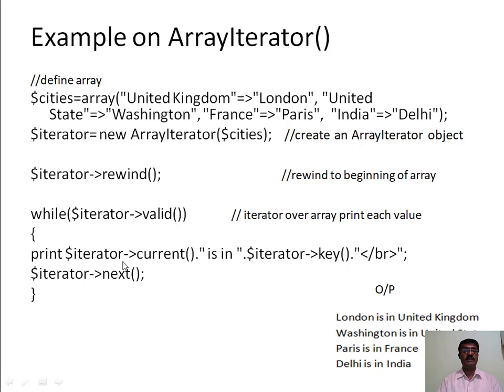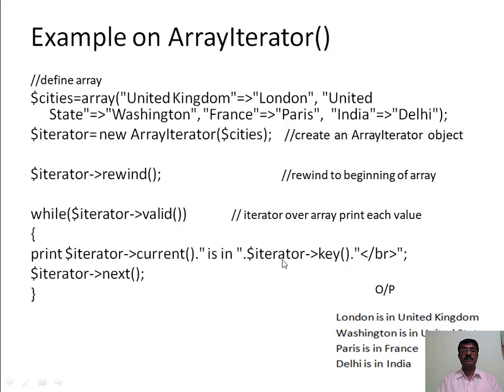Within the loop body, I am trying to print iterator current. I am calling the current function. This current function returns the element currently pointed to by the iterator. Now this is the first iteration, as my array iterator points to the first element, that is London. Hence London will be printed over here.